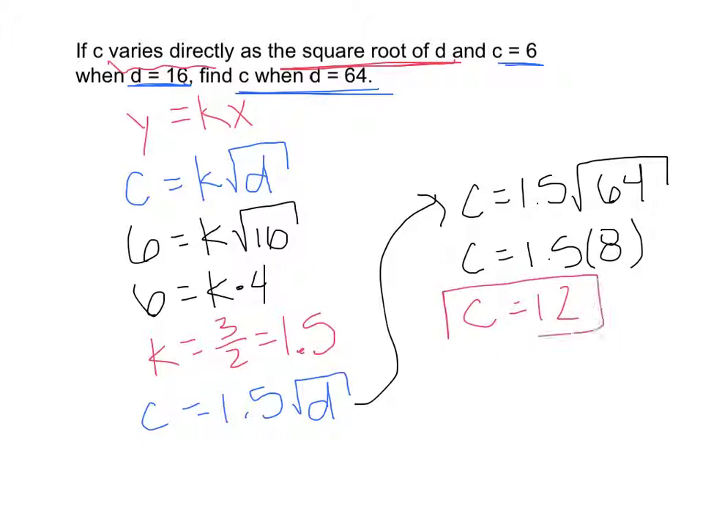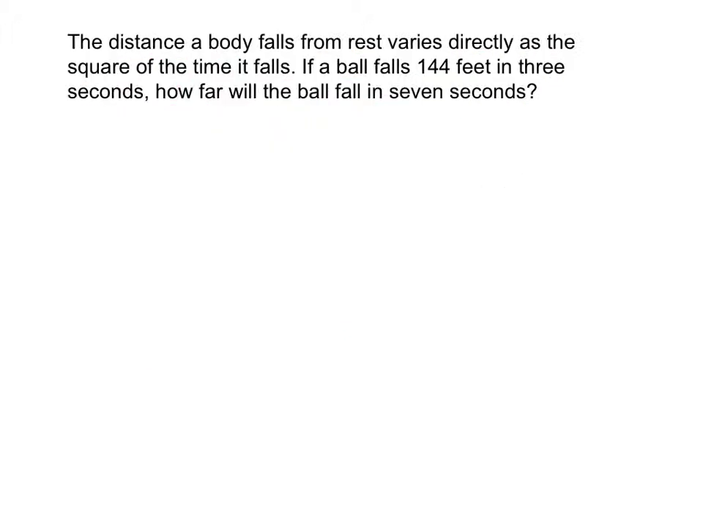So just because we weren't dealing with a linear relationship here, we could still use our direct variation formula. It's just this time we had to use the square root of d. Let's look at just one more example with a different kind of direct variation. This is one we should be very familiar with. The distance a body falls from rest varies directly as the square of the time it falls. So y varies directly as x, but in this case it's the square of the time.